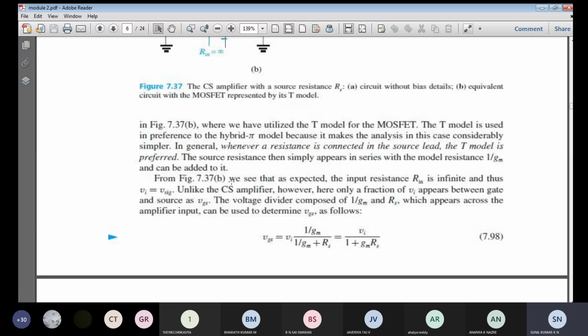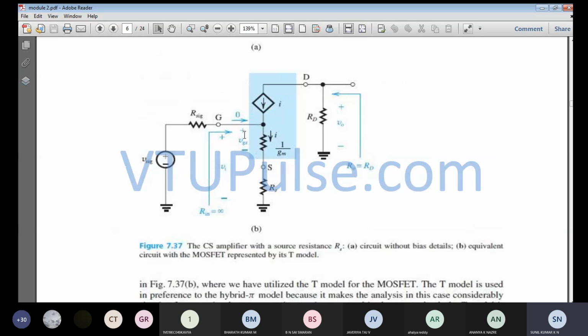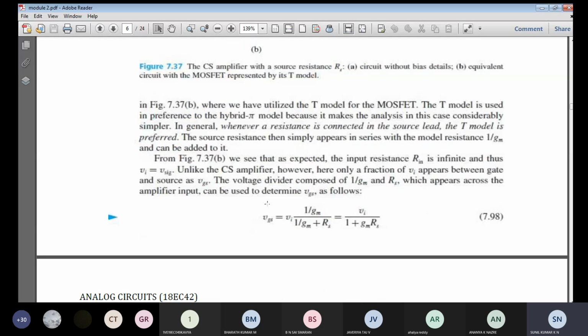In the common source amplifier Vi was equal to Vgs, but now Vgs will be only a fraction of the input voltage. If I want to find the value of Vgs, Vi is the input voltage, so Vi will get divided across Rs as well as 1 over Gm. So the Vi will get potentially divided across 1 over Gm as well as Rs. So Vgs will be equal to Vi into 1 over Gm divided by 1 over Gm plus Rs. So that is the Vgs value.